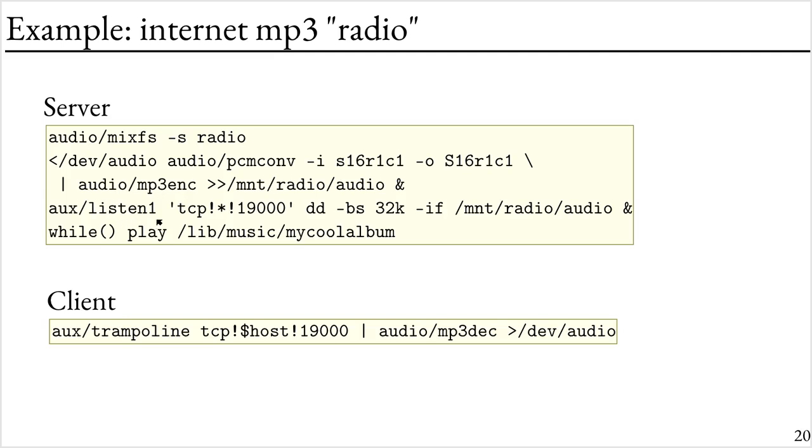And then we can have a listener that listens at a certain address, and whenever a connection comes in, can essentially just read from the second MixFS's loopback and then just cat this. And clients essentially can just use aux trampoline to connect to the host and then directly decode the MP3 stream into Dev Audio. So there are some small details that are not included here. This is simplified for the presentation, but all of the significant details are here.